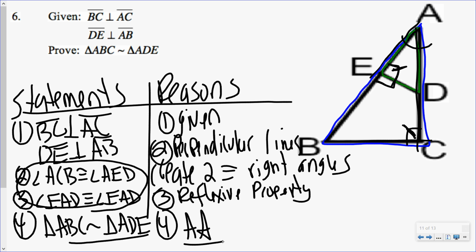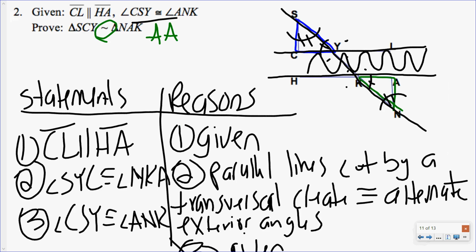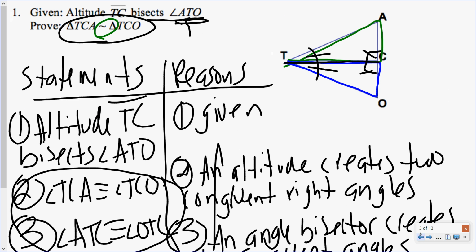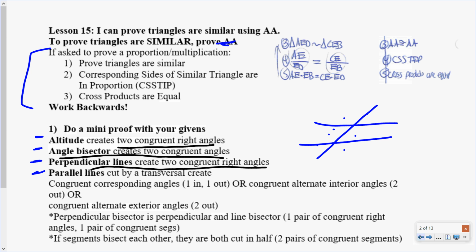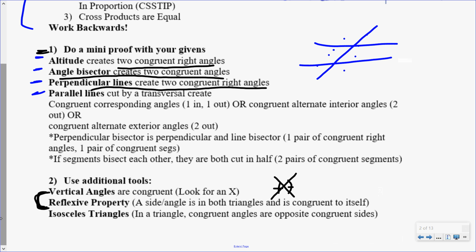To get my two pairs of things congruent, again, I'm doing the same thing I did in the triangle proofs unit. You're doing a mini proof with your givens. If you run out of givens, you're moving on to your additional tools. The only ones we talked about are vertical angles and reflexive property.